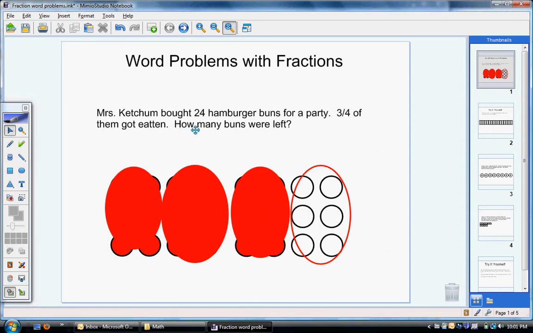The question here says how many buns were left. You really have to pay attention to that key word in order to solve the problem. I don't want to know the total number of buns. I don't want to know how many buns were eaten. I want to know how many buns were left. These are the buns that were left, the 1/4 that didn't get eaten. So my answer to this problem would be that 1, 2, 3, 4, 5, 6 buns were left. They did not get eaten.